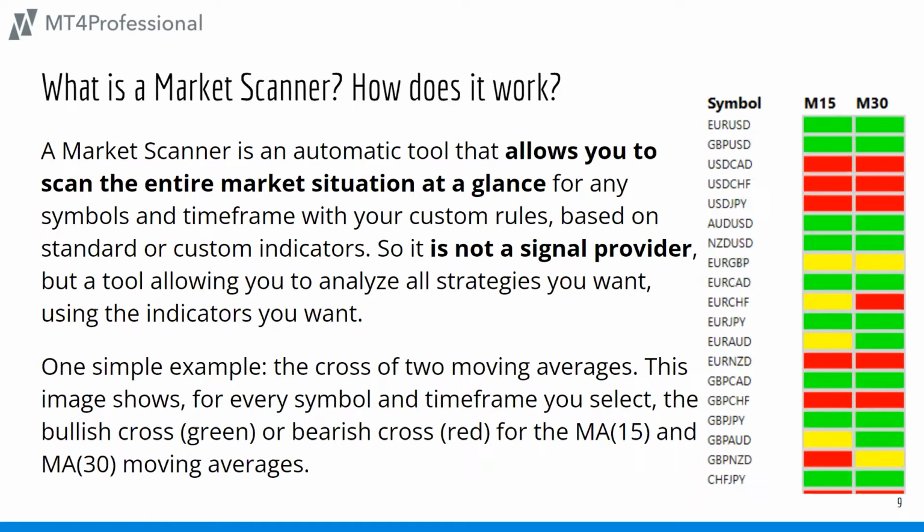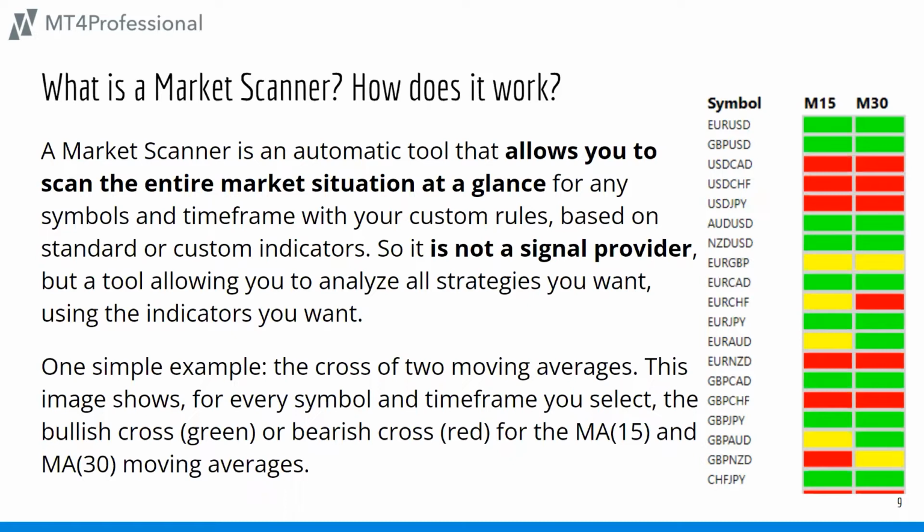One simple example is the cross of two moving averages. So let's consider a 15 period and a 30 period simple moving average. A bullish cross, we would consider that to be green. A bearish cross, we would consider that to be red. The bullish cross is when the fast moving average crosses over the slow, and the bearish would be when the fast moving average crosses under the slow.